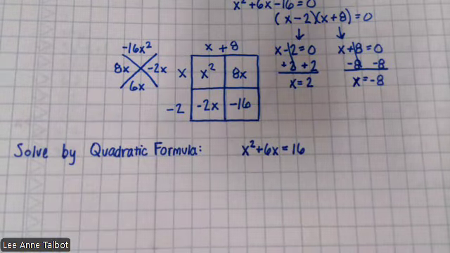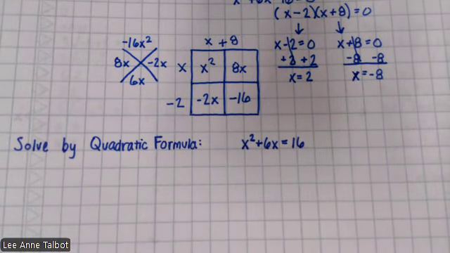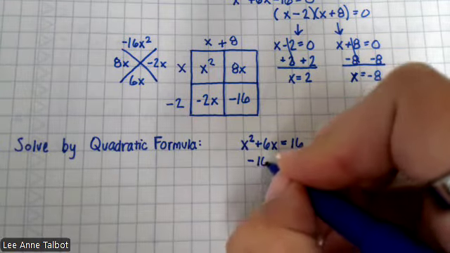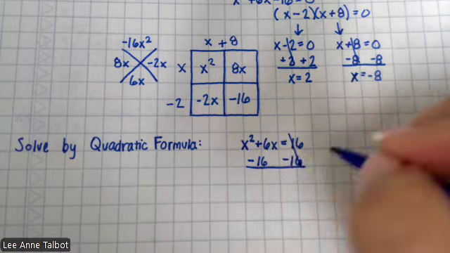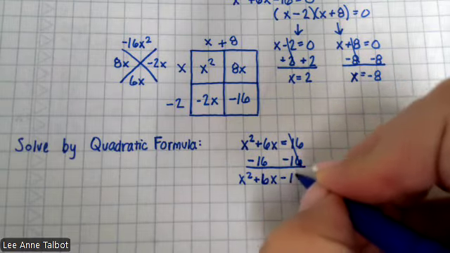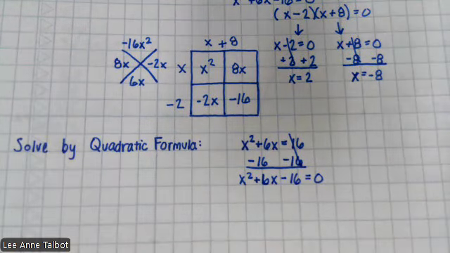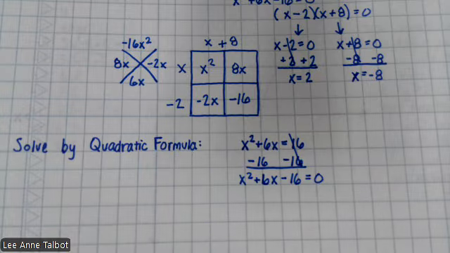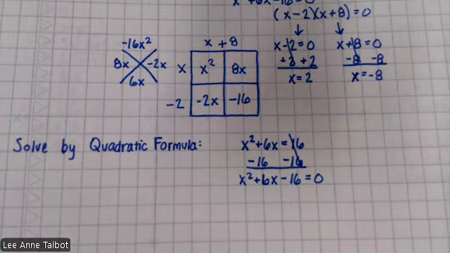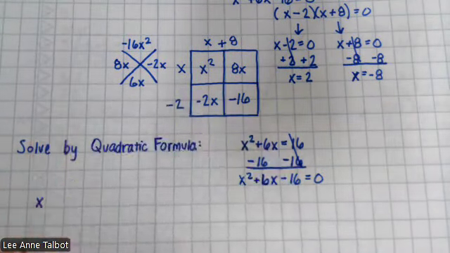Okay, so write the problem down again. Same problem. And again, we have to subtract 16 from both sides before we start. I'm going to solve this using the quadratic formula, but what will my answers be? 2 and negative 8. I already know the answers. It should be 2 and negative 8. So I'm just going to solve it in a different way. So write the quadratic formula down over here.